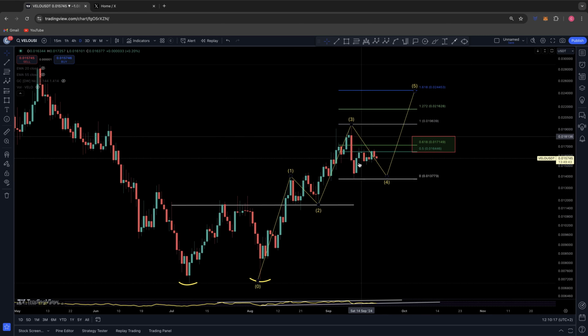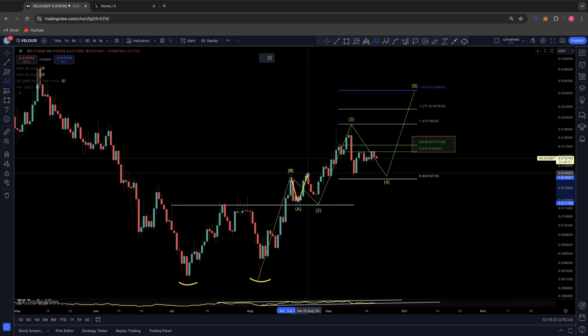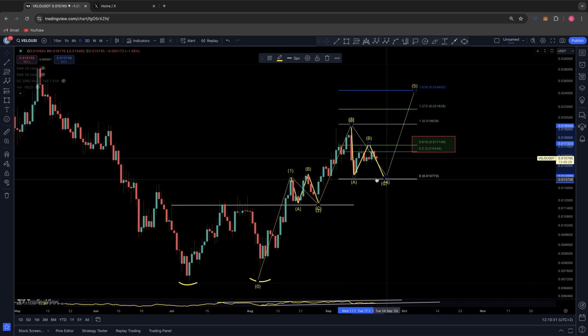So right now I'm led to believe that potentially what we're doing is something very similar to this previous correction, where we've had an A, B, C here before, which was our wave 2. And right now this could be an A, B, C flat wave correction back down to 0.013 for another retest and another potential bottom before breaking out. So you can see if we can form a double bottom here, this could be the wave 4 correction, a complex wave 4 where we've got an A, B, C, and then we find support on 0.013 again before taking out 19 highs and pushing onto the 1.618 target at 0.024.